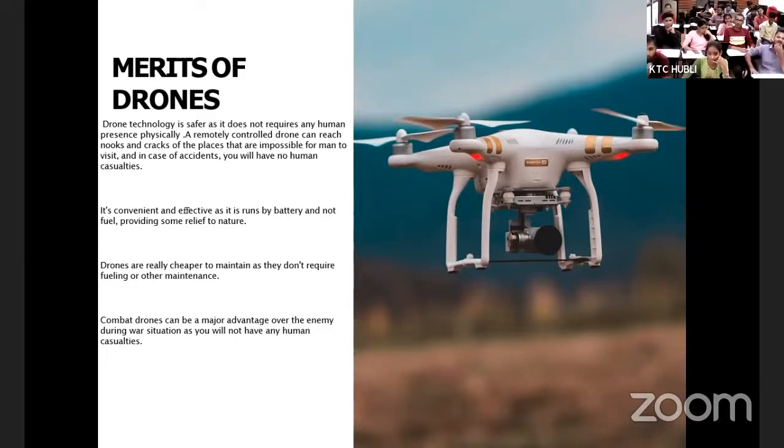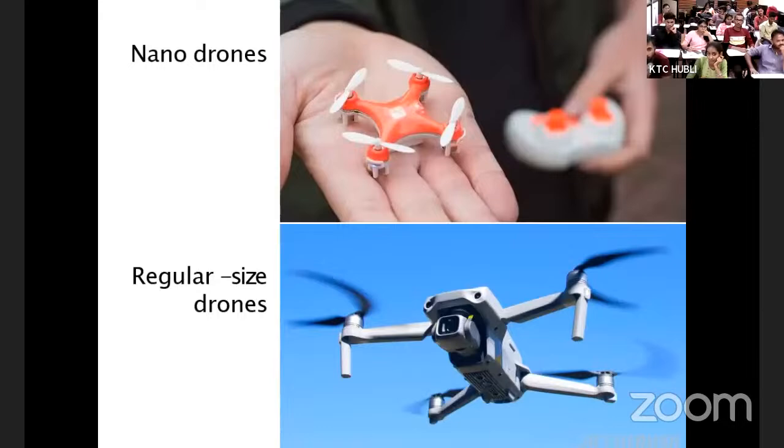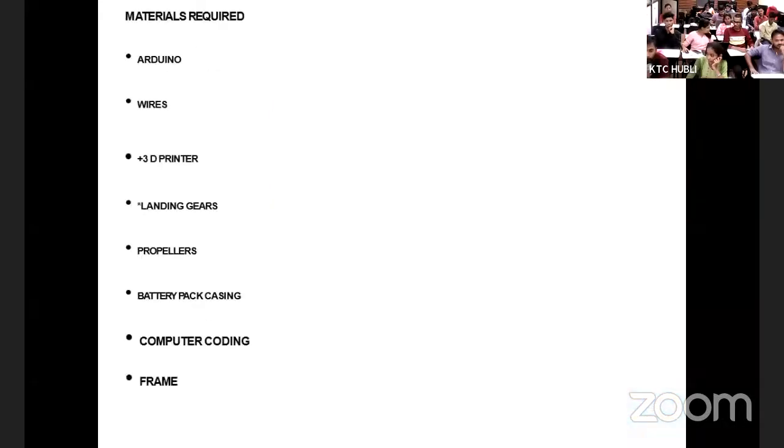Drone combat can be a major advantage over the enemy during a war situation, as you will not have any human casualties, sir. Types of drones: nano drone and regular size drones. Nano drone is a very small drone, sir. Regular size drone is a drone which is used in some particular areas, sir. The next topic will be continued by Jeevan, my team member. Thank you, sir. Thank you, Ajay.